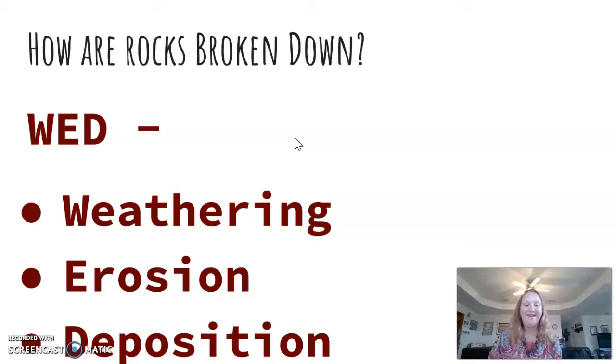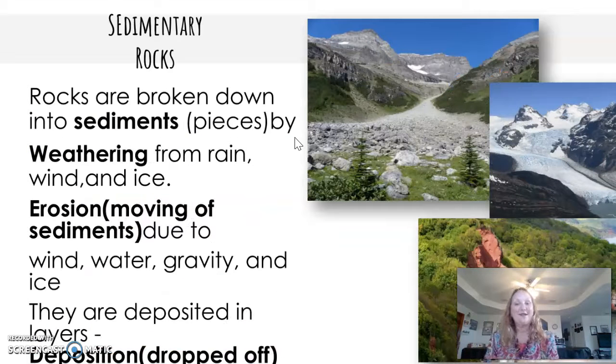I call that WED. The sedimentary rocks are weathered. That means they are broken down. Go ahead and make a W with your fingers and show the weathering, the breaking down from rain, wind, and ice. Then those sediments are carried due to wind, water, gravity, and ice. That's erosion. And then they're deposited in layers and dropped off.